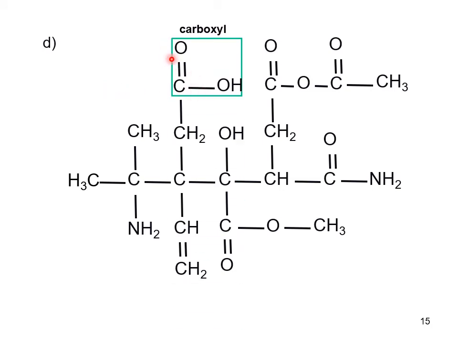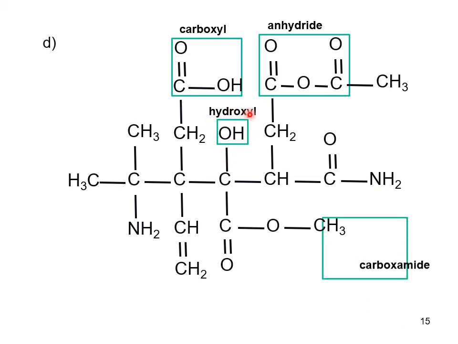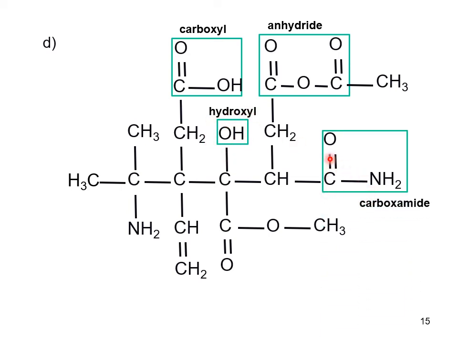First, C double bond O, OH, carboxyl, under class of compound carboxylic acid. Next, anhydride, C double bond O, O, C double bond O. Then next, this one. The class of compound is alcohol. The functional group is OH, hydroxyl. Here, C double bond O and NH2. The class of compound is amide. The functional group name is carboxamide.